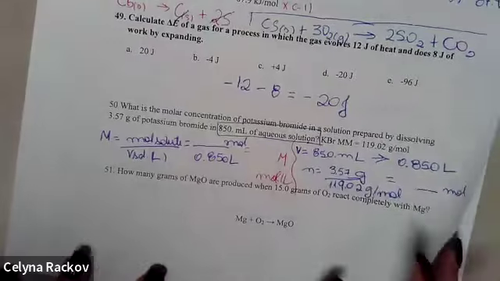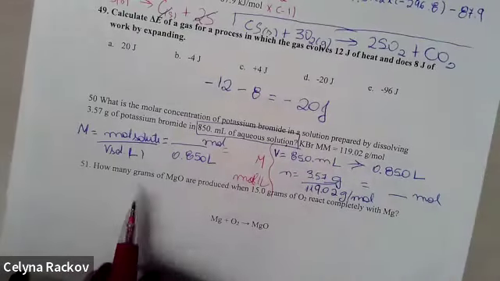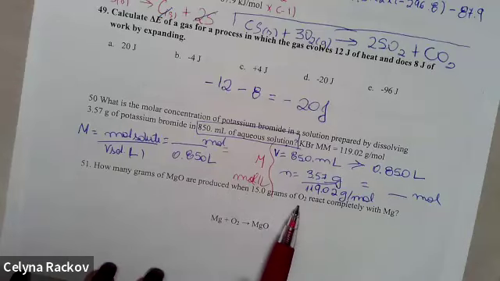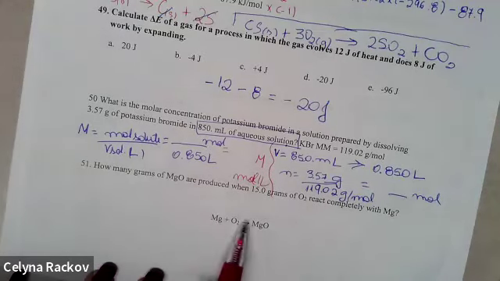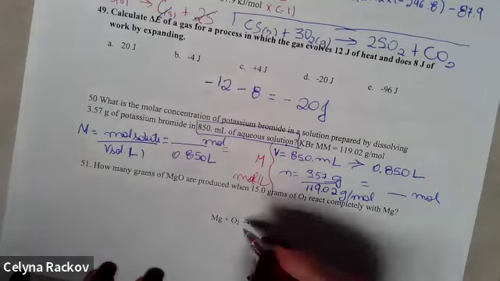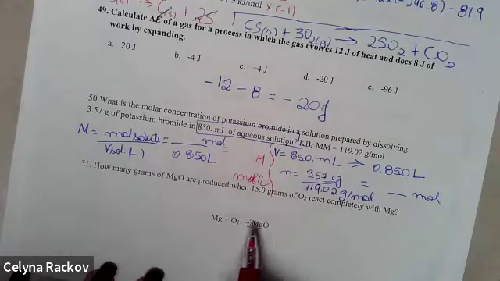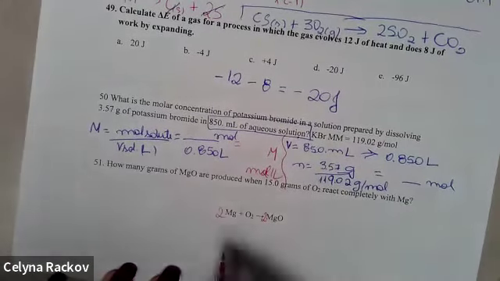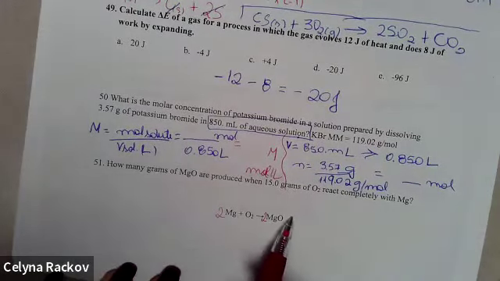Okay, so how many grams of magnesium oxide are produced when 15 grams of oxygen react completely with magnesium? So the first thing, let's balance it. Is the reaction balanced here? No, right? So we have 2 oxygen, so we need to have 2. Let's add 2. So when we add the 2, you also change the number of magnesium. So let's add a 2 here. Okay, so this is the balanced chemical equation.